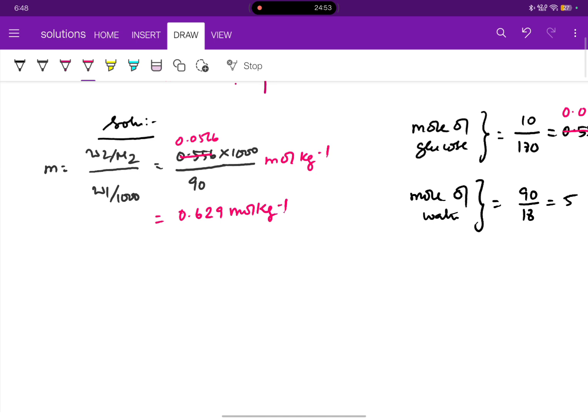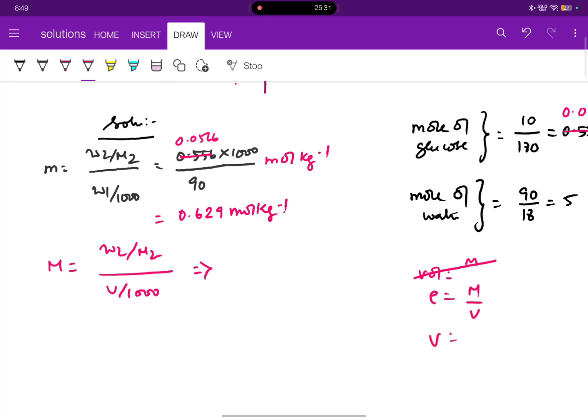Now let us go for the next calculation: molarity. How do I calculate it? W2/N2 divided by V/1000. We do not have the volume, so we have to convert mass into volume using density. Density is equal to mass by volume, so volume is equal to mass by density.